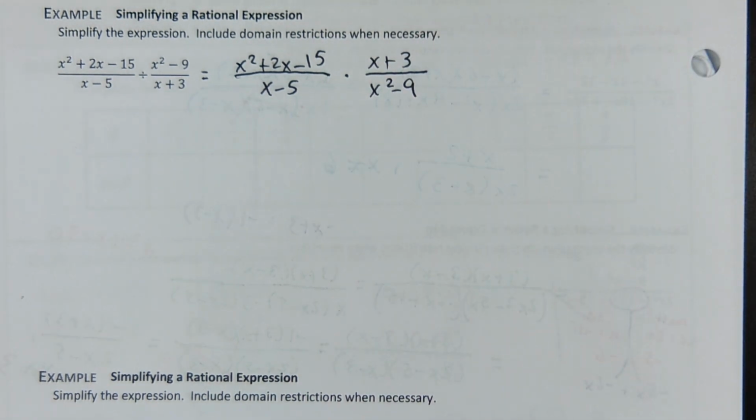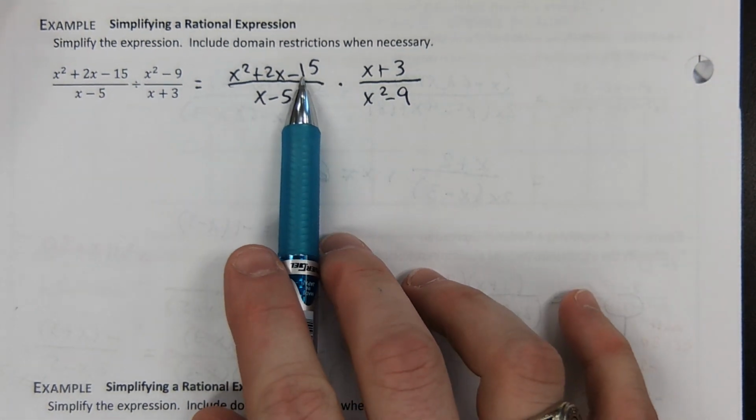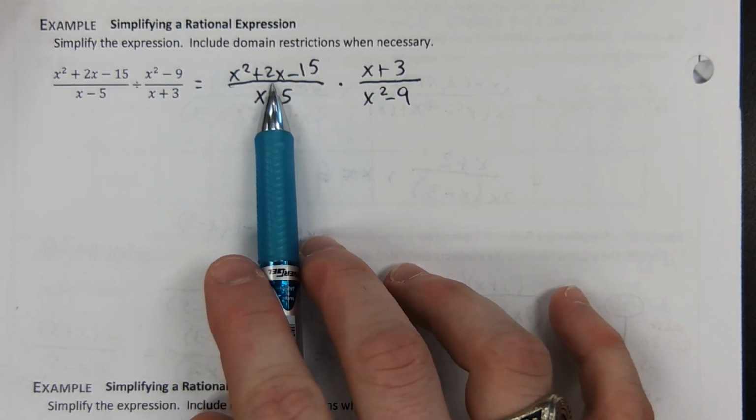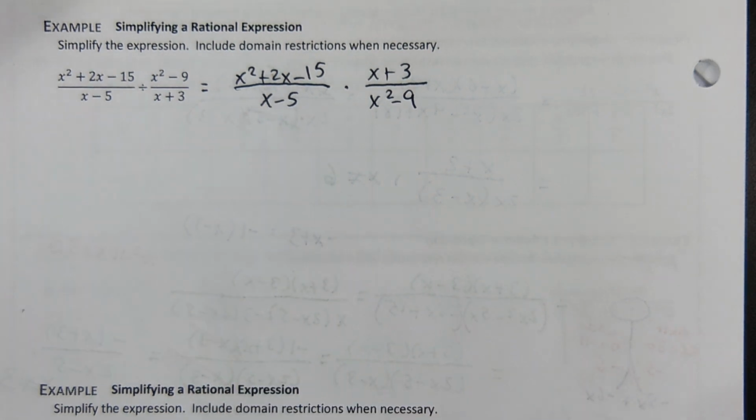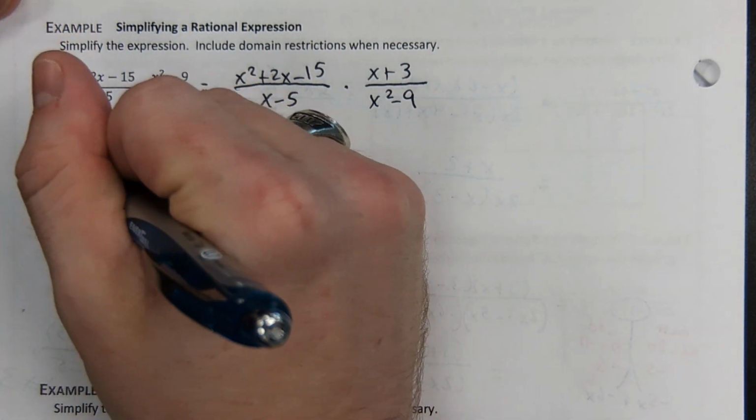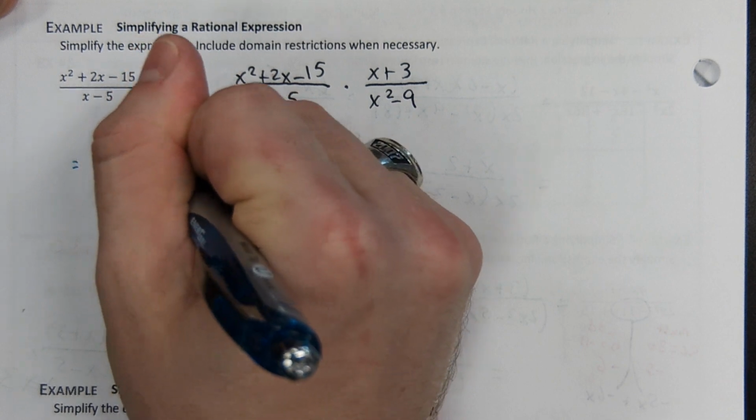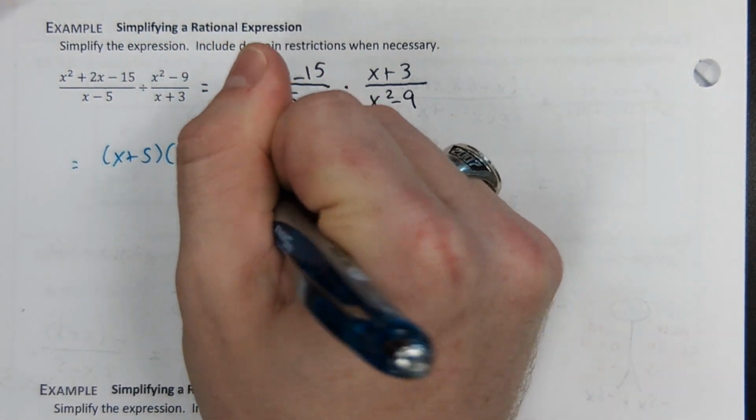And now it's no different than what we just did on the front. That's all that makes this question special. At this point, we're going to factor everything. Cycle back to blue. The two numbers that multiply to negative 15 and add to 2 are 5 and negative 3. Yes, 5 and negative 3. So we have x plus 5 times x minus 3.